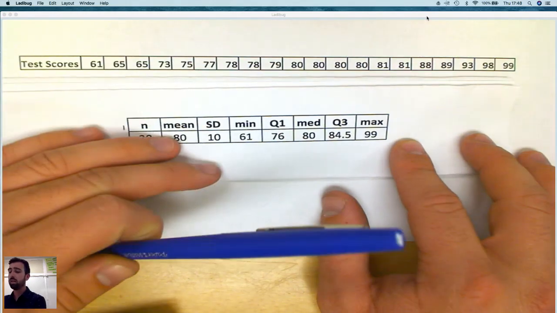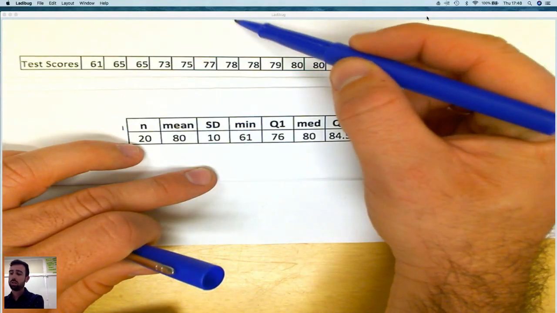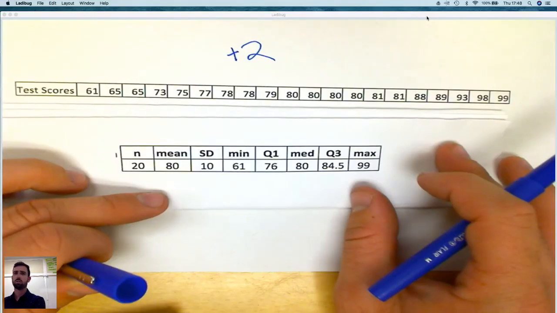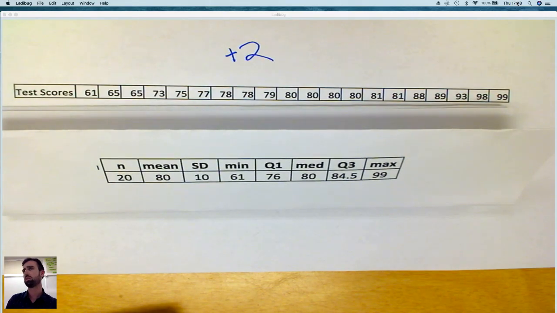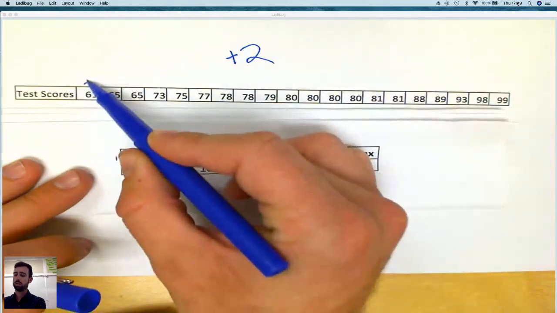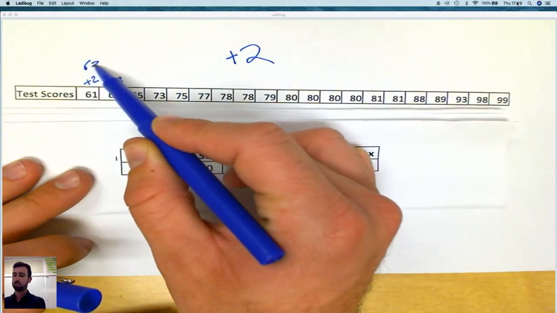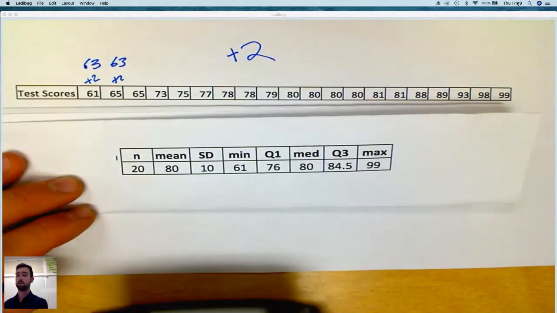Okay. If I said, you know what, I messed up on this test, and every single person is going to get 2 more points. I'm sorry, it's freaking out. Let me try unplugging it and plugging it back in. Okay. So if I said I'm going to increase every data point by 2, I added 2 here, 2 here, so that was now 63, 65, and so on. Let's see how it would change my data.